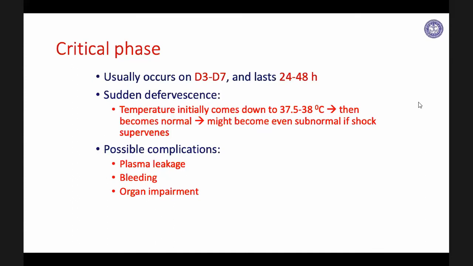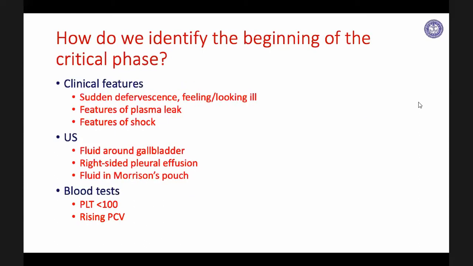Now, how it registers its presence is, there's a sudden effervescence, that is, sudden disappearance of the fever. Temperature initially comes down to 37.5 to 38, and then it becomes normal and might even become subnormal if there's shock. So this is the time when they can have possible complications like plasma leakage, bleeding, or organ impairment.